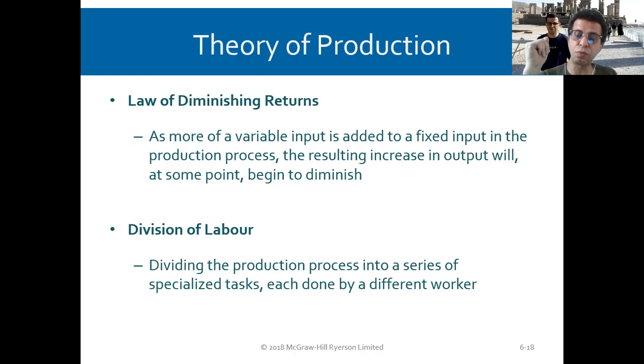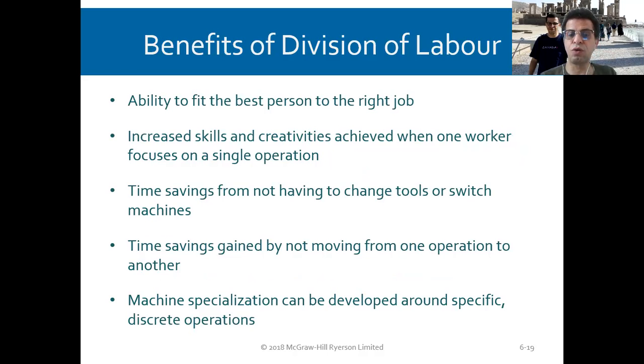So the more variable goods you put, the more variable units you put, the more you produce up to one point, and it starts diminishing after that. In the division of labor, you divide the production process into a series of specialized tasks, each one done by a different worker. So this person will do A, B, C, D, each one doing the work differently. Now, the benefit of division of labor, why we divide people at work, is the ability to fit the best person to the right job.